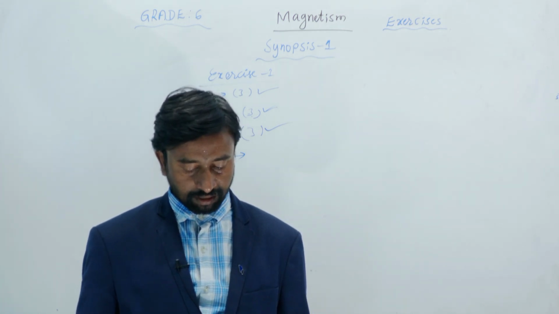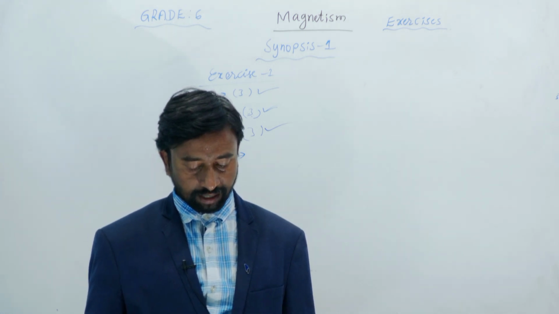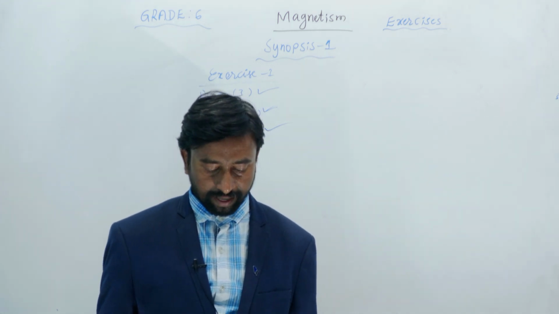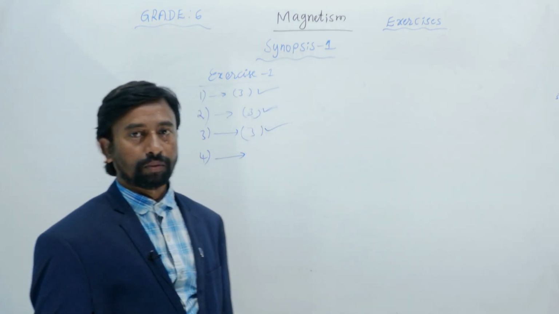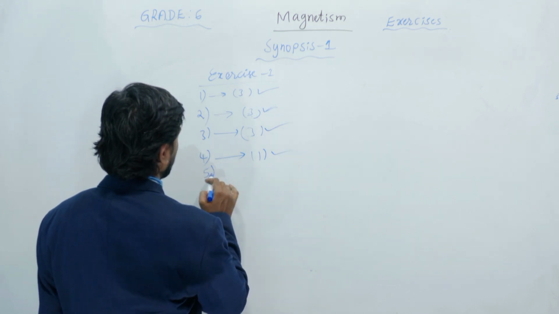A magnet having a rectangular cross section is called: bar magnet, horseshoe magnet, electromagnet, or magnetic needle. So it is the first option, bar magnet. A bar magnet has a rectangular cross section.